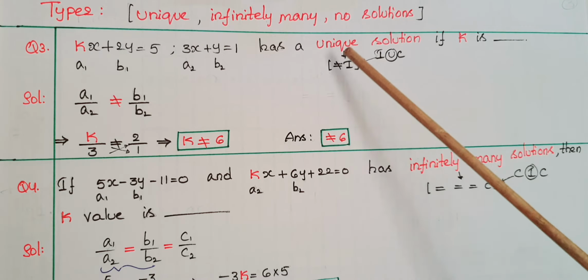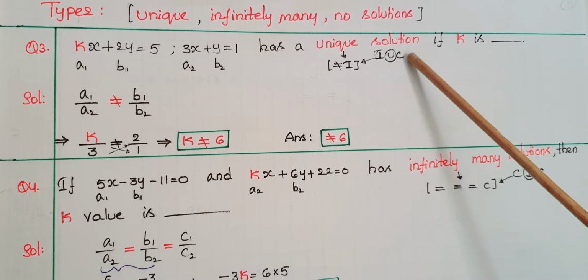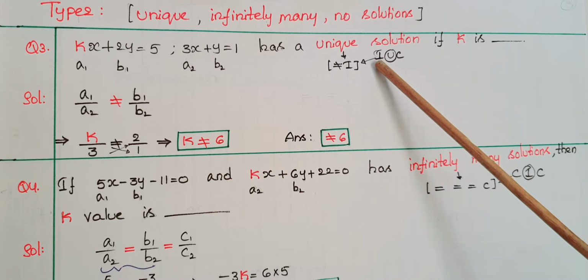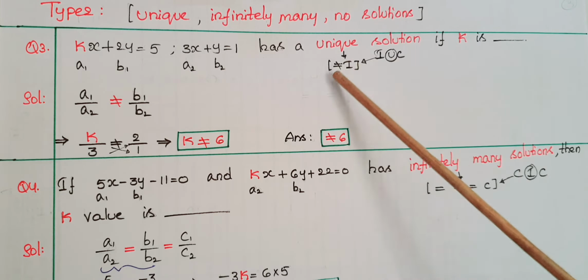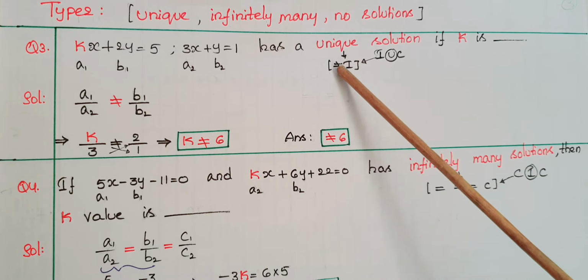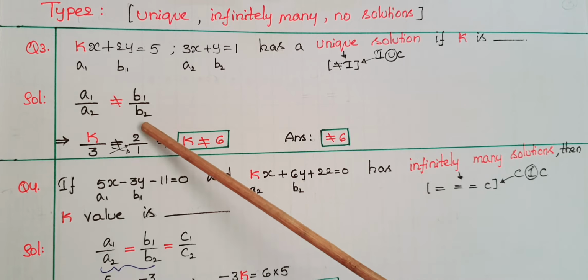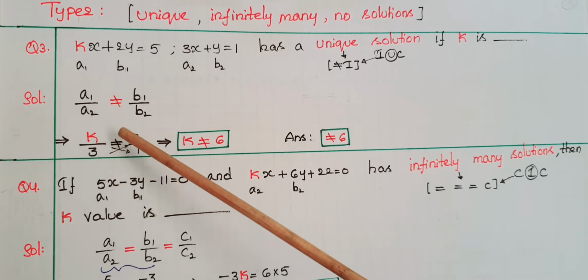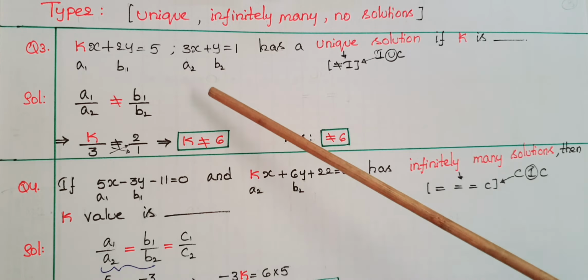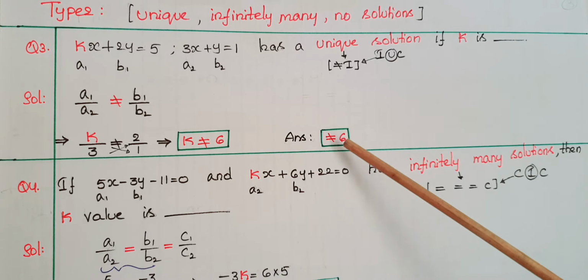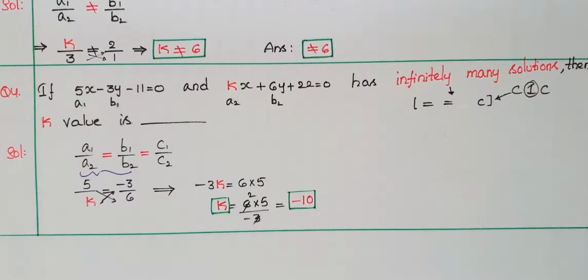So unique solution means we know I, U, C: unique solution, and those are intersected at a point, so not equal to. So a1 by a2 is not equal to b1 by b2, then k by 3 is not equal to 2 by 1, that is k is not equal to 6. So here k is not equal to 6. This is the answer.